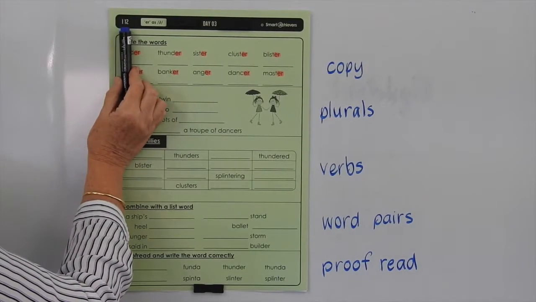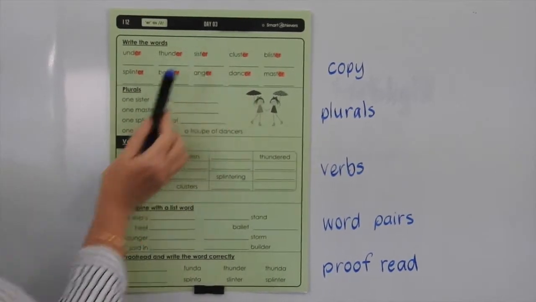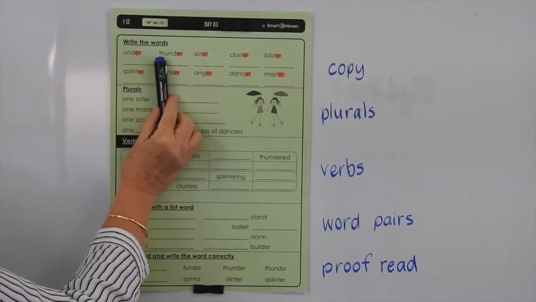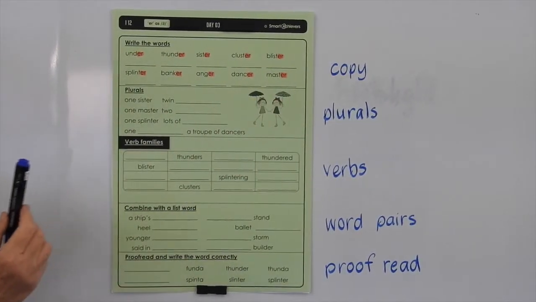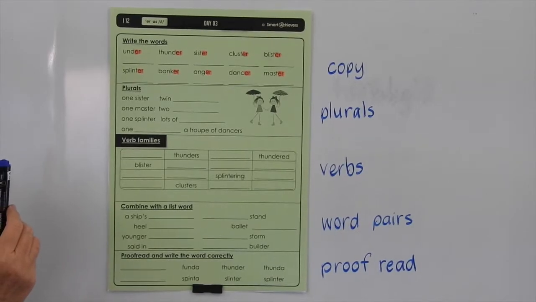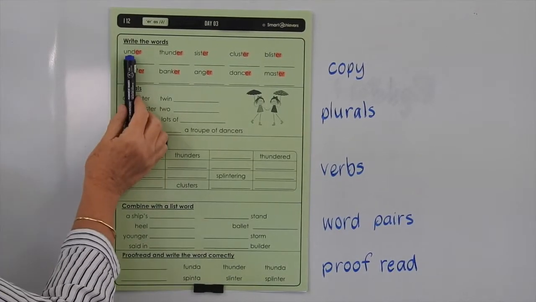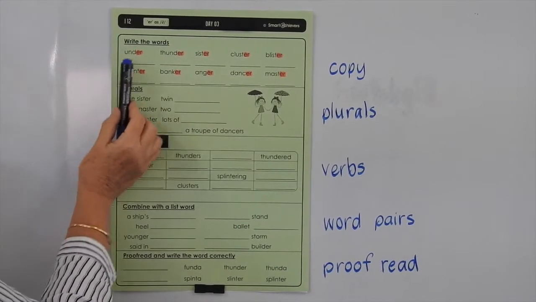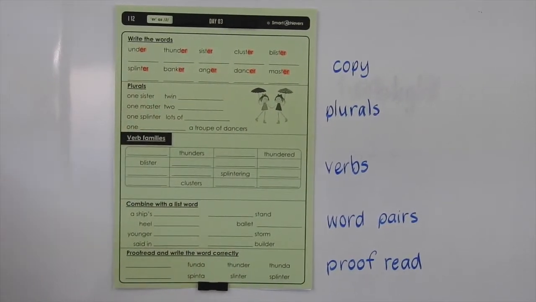This is level I, list 12, and we're doing the day 3 page. So in this list, we're revising the ER at the end of a word. Quite often it gives a schwa sound, which is like a grunt sound, like ah. So rather than us saying under, quite often we say under. So let's read them as we should pronounce them.